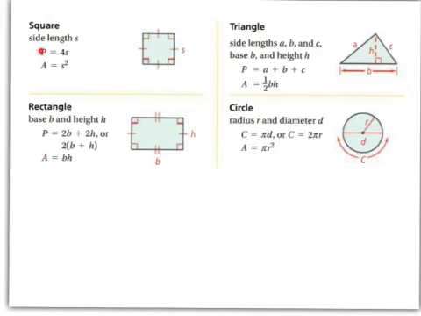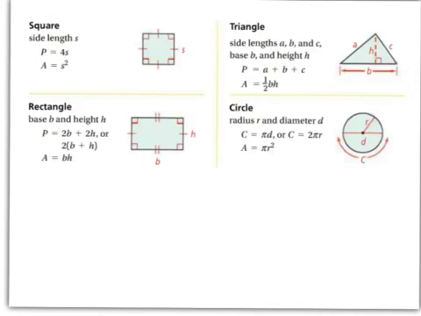Keep in mind that these are formulas for perimeter, but essentially you're just adding up the lengths of all of the sides of the shape. For a square, all four sides are congruent, 4 right angles. Rectangle, opposite sides are congruent, 4 right angles.